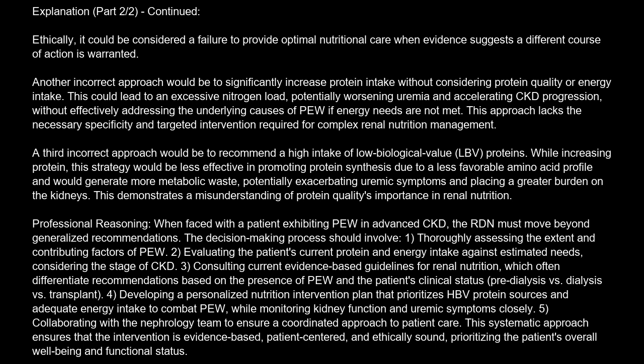A third incorrect approach would be to recommend a high intake of low biological value (LBV) proteins while increasing protein. This strategy would be less effective in promoting protein synthesis due to a less favorable amino acid profile and would generate more metabolic waste, potentially exacerbating uremic symptoms and placing a greater burden on the kidneys. This demonstrates a misunderstanding of protein quality's importance in renal nutrition.